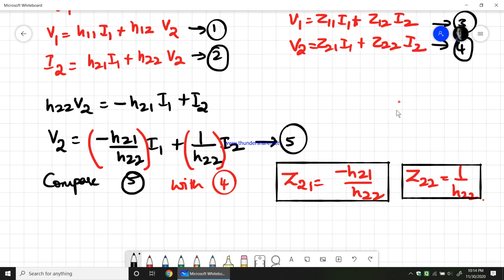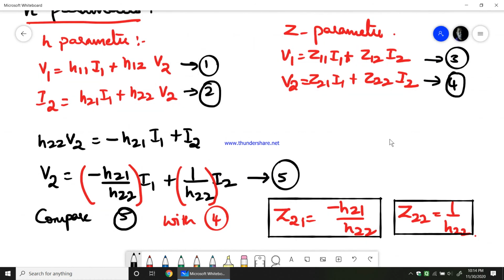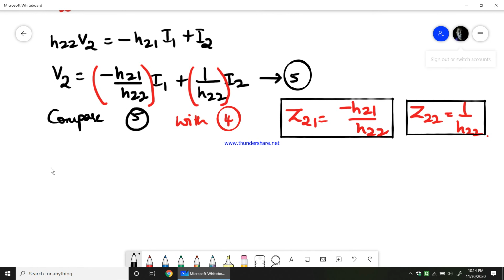Now to find Z11 and Z12 in terms of H parameters, I need V1, I1 and I2. I have V1 here. If I substitute for V2, then I can easily get an equation in terms of V1, I1 and I2. So let me take the V2 equation, which is the fifth equation, and substitute it into equation 1.